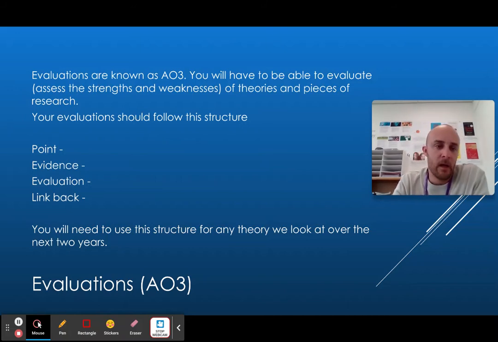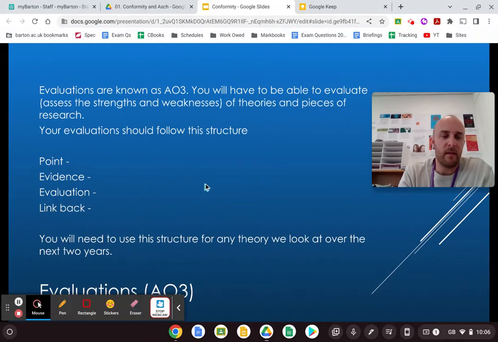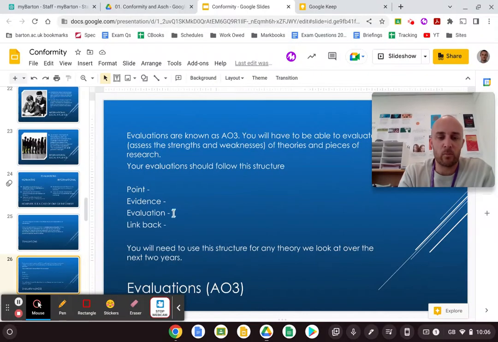This is how you will structure your whole point. You have a point, which is short and sharp. You then have a bit of evidence. You then elaborate. I have no idea why that says evaluation, I'm going to need to change that right now. And then you will link back at the end as well.